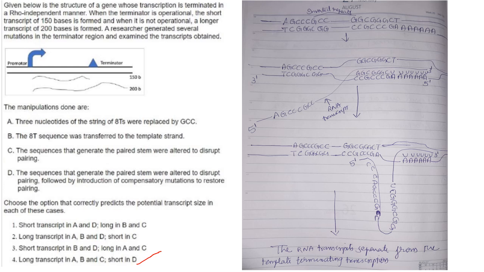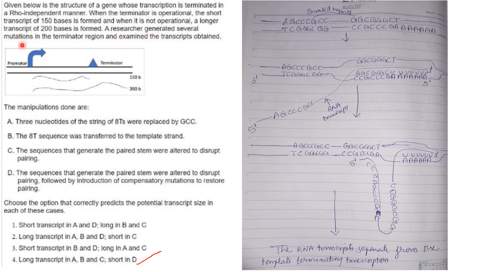So coming to the first question. Given below is the structure of a gene whose transcription is terminated in a rho-independent manner. When the terminator is operational, here is the terminator, a short transcript of 150 bases is formed. And when the terminator is mutated or not operational, a longer transcript of 200 bases is formed.